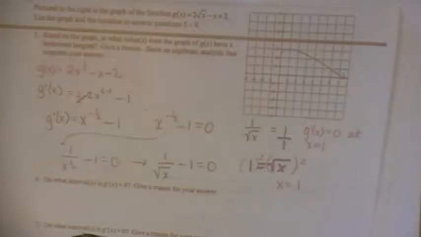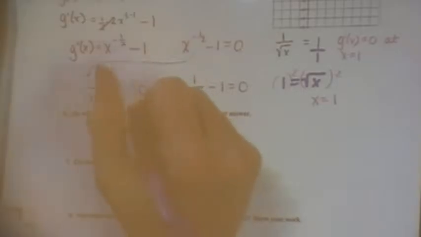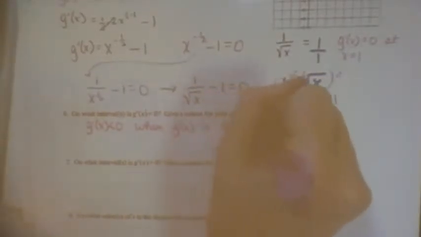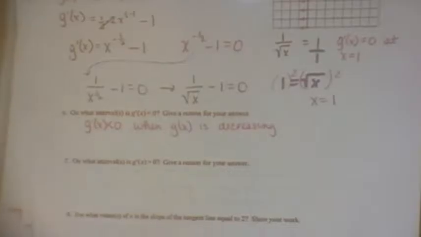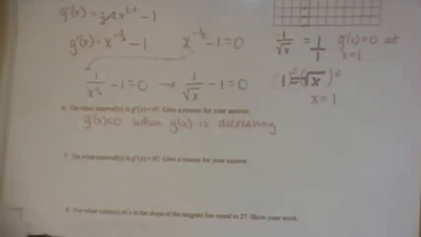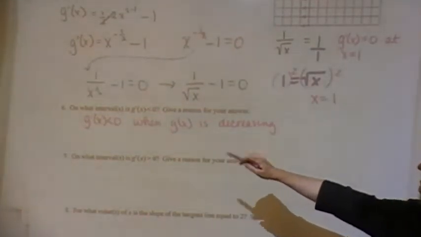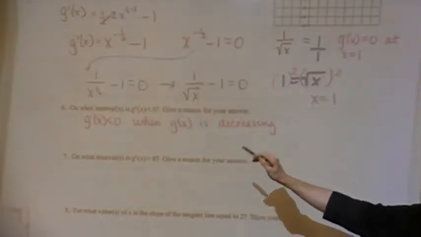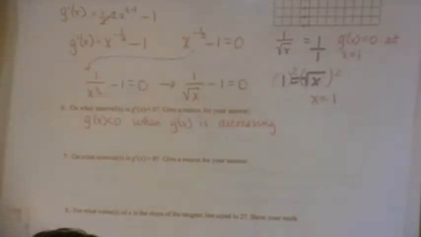It's decreasing. Okay, so g prime of x is less than 0 when g of x is decreasing. Oh my god, I just love this. G prime of x is less than 0. It's negative when g of x is decreasing. When the original function is decreasing. She said it yesterday.